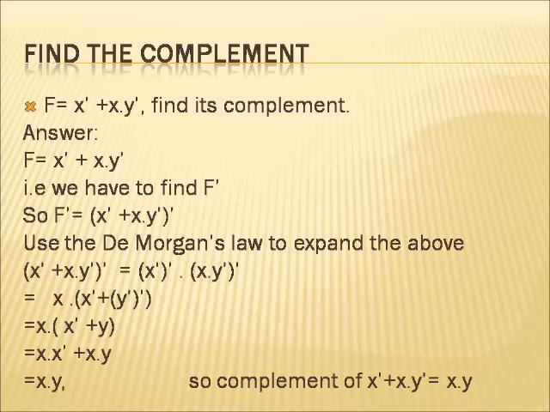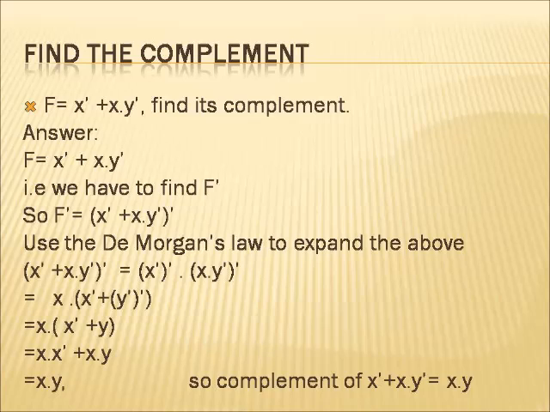Next we are going to find the complement of a Boolean expression. So the given Boolean expression is f is equal to x bar plus x dot y bar. So when we find the complement of a Boolean expression, suppose f is a given expression, we want to find f bar, right? So f is equal to x bar plus x dot y bar. So we need to find f bar. So f bar means x bar plus x dot y bar the whole bar.